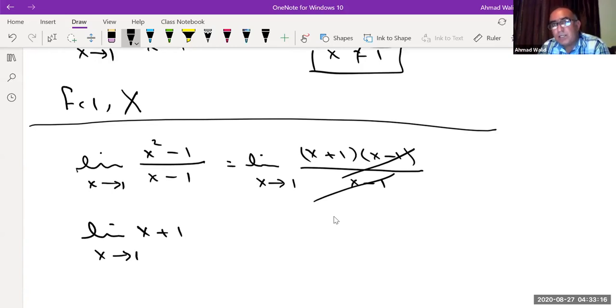Here, can I use direct substitution? Definitely yes, because it's a polynomial and the domain is from negative infinity to positive infinity. 1 is in that domain. Then I'll use direct substitution. It's equal to 1 plus 1, which is what? 2. You saw this example before, the day that I started with limits using the table. Right? But this way is now much, much easier for you.